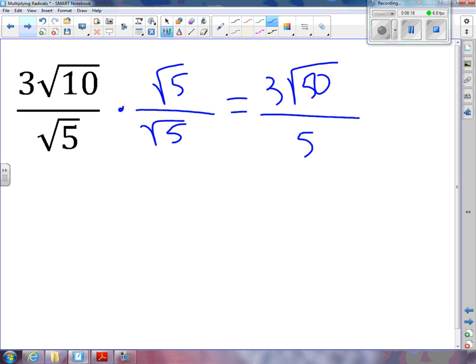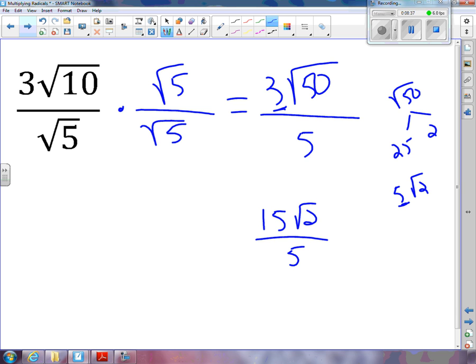Now I have to simplify that root of 50. So we know that the root of 50 can be broken up into 25 and 2, and that this simplifies to 5 root 2. So now in my numerator, I have this 5 and this 3 to give me 15 root 2 divided by 5. But now 5 and 15 can be reduced into 3 root 2.